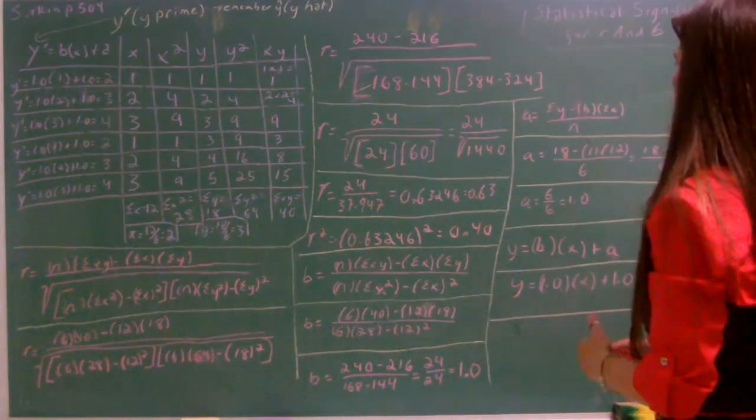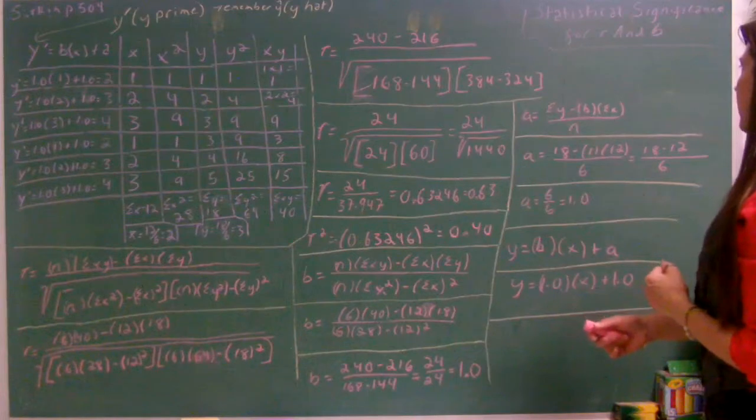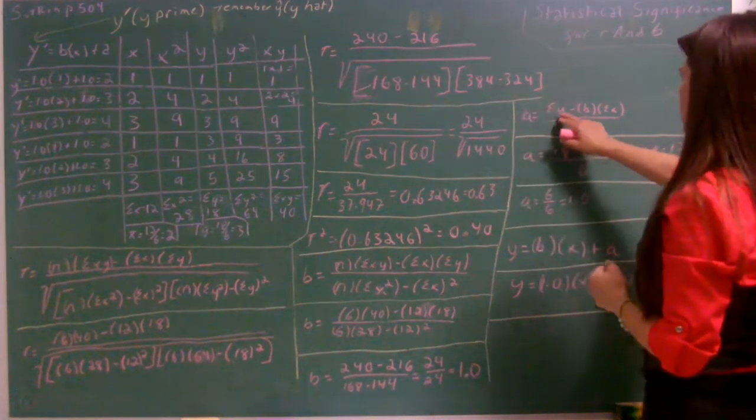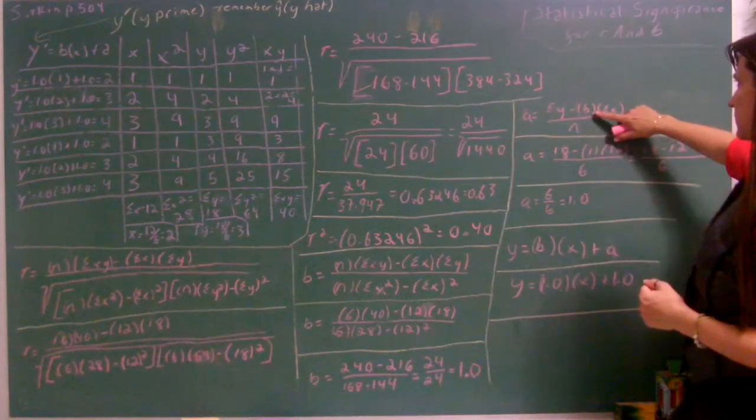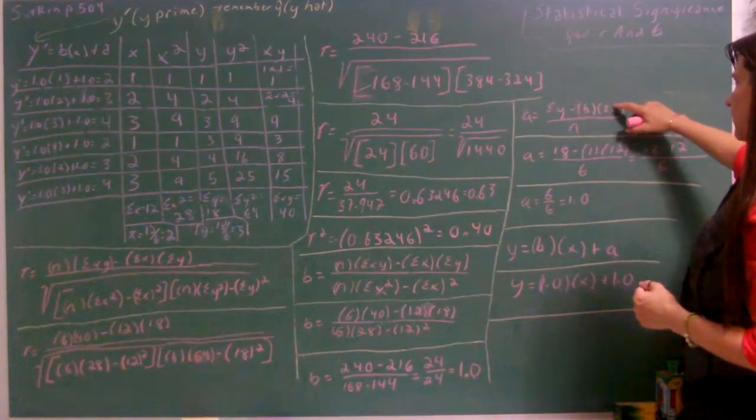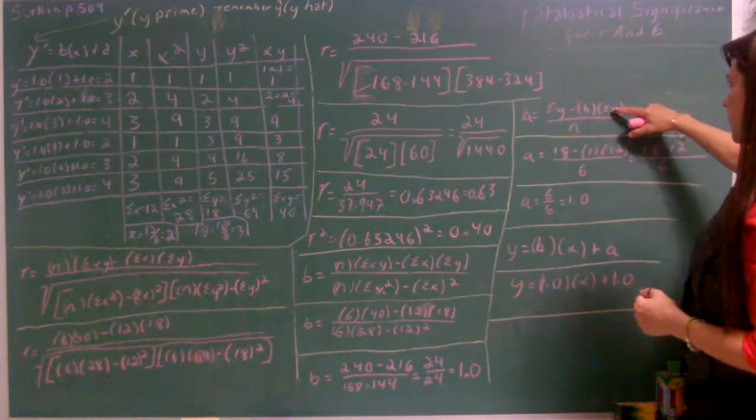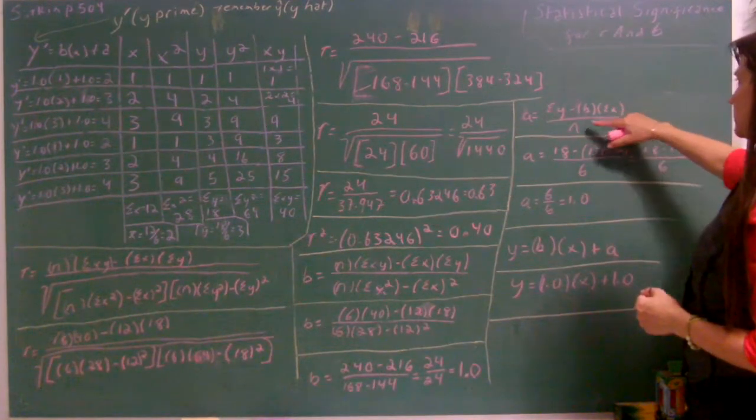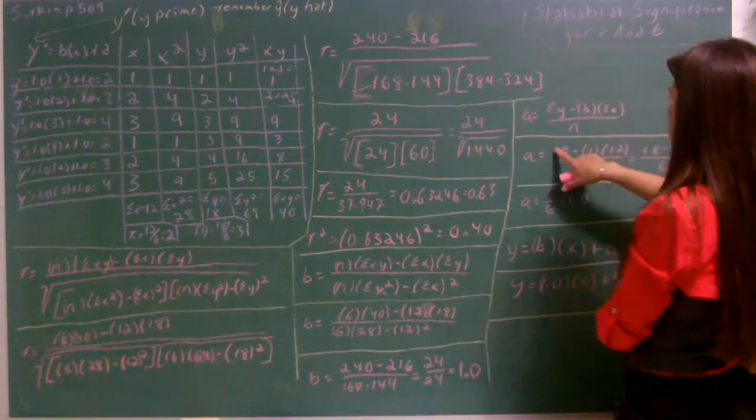So now that we figured out the B, now we figure out the A. So A equals summation Y minus B. Notice I have my parentheses again. This way, when I put my numbers in, I know I'm multiplying. It's easy to see the numbers where they're separated too. So B times summation X over N. We know our N the whole time has been 6, but let's work from the top.